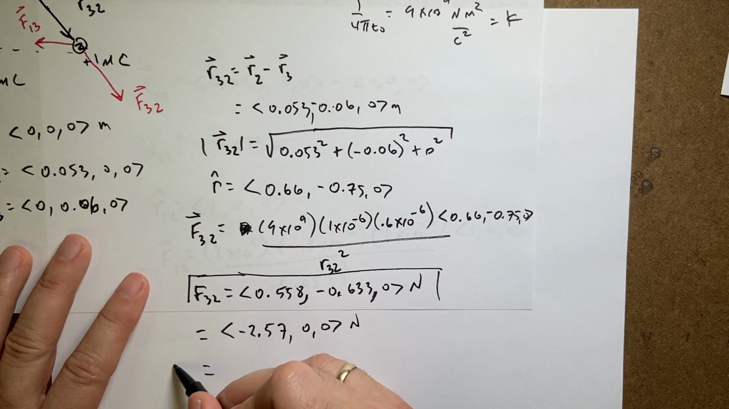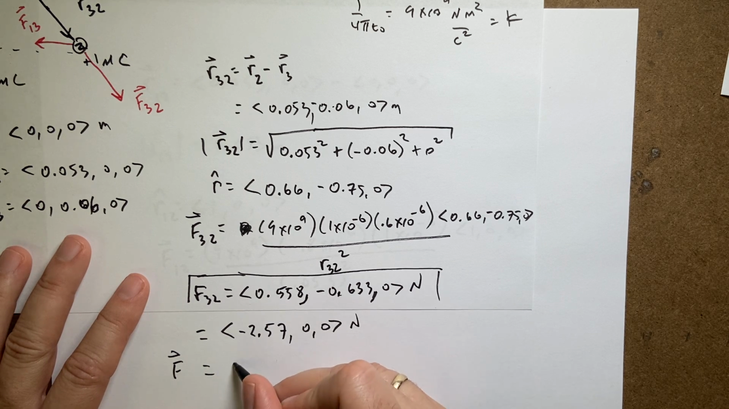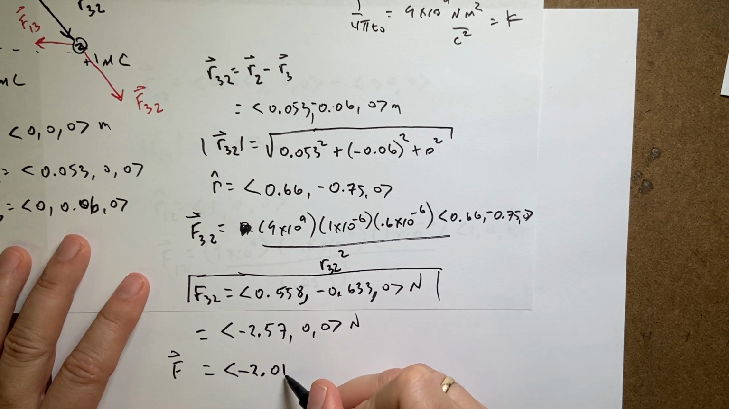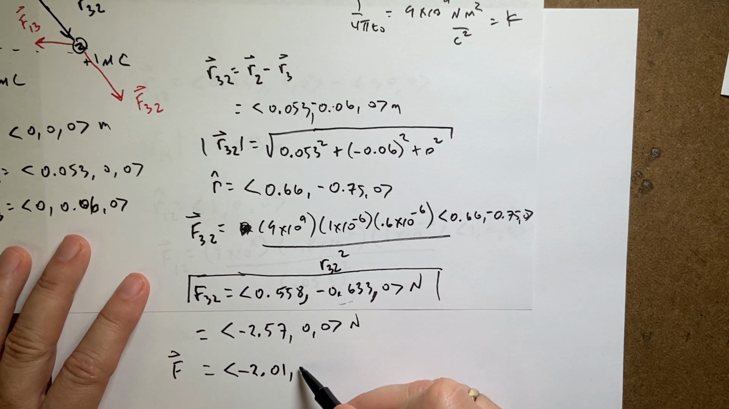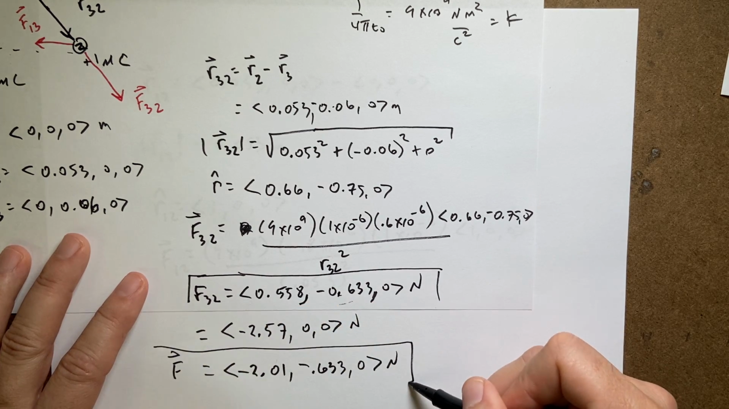So if I add these two, I get the total force. I get this plus this. I get negative 2.01. I'm rounding a little bit. If I add negative 0.06 and 0, I get negative 0.633, and then 0. And that's my force. And that's a vector force.